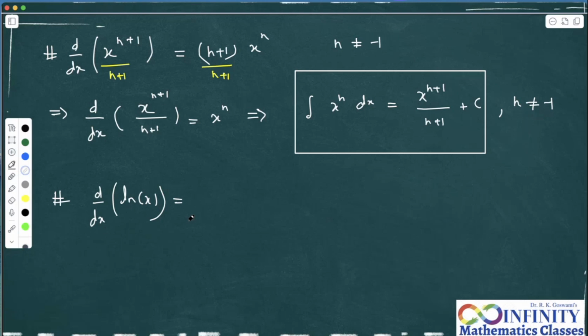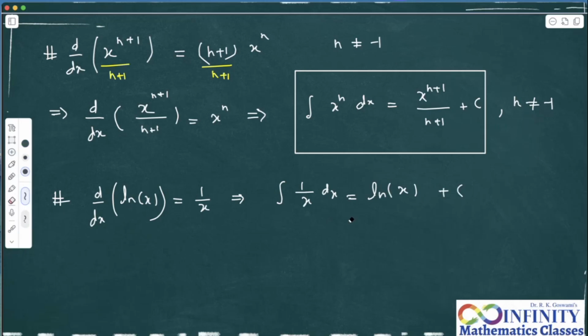Ln of x. Is it 1 over x? I was going to say 1/x. Perfectly okay. So if it is 1 over x, that means using the antiderivative, the integration of 1 over x dx is going to be how much? ln x plus c.